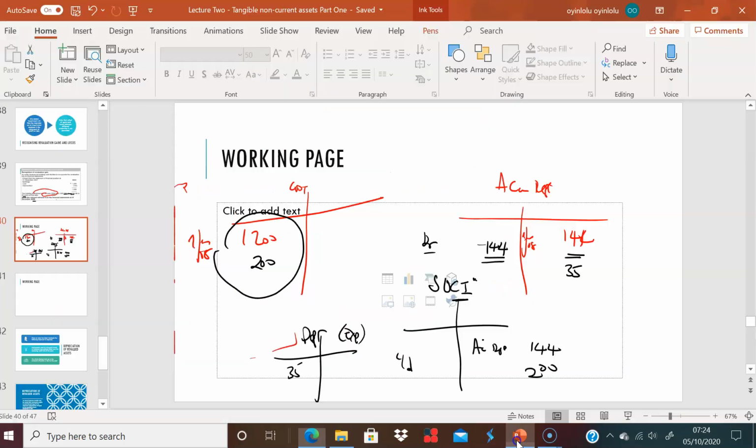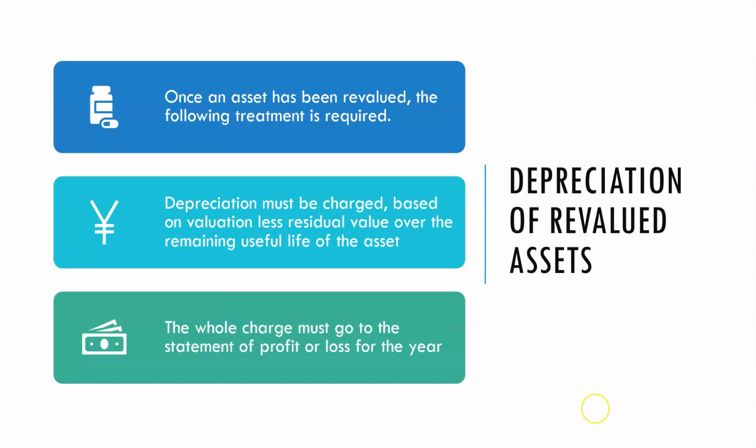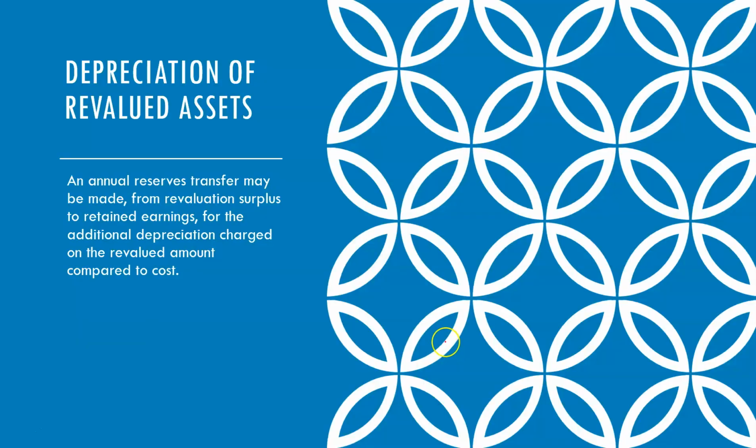Okay, there's some more notes before we see. I believe that's what's here. So here we are. Once an asset has been revalued, the following treatment is required. We've done it. Depreciation must be charged based on valuation less residual over the remaining useful life of the asset. That was the 40 years. In that case, there was no residual value. The whole charge must go to the statement of profit or loss. We did. We put the whole of that 35 to the statement of profit or loss.